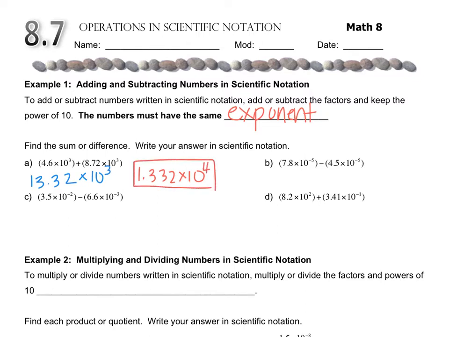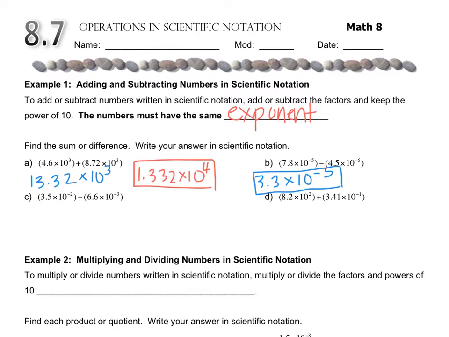10 to the fourth. So you do the rule, you add the numbers, keep the power, but then you just want to make sure that it's still in scientific notation. Letter B is very similar. I'm going to get my calculator, and I'm going to just subtract 7.8 minus 4.5, and you get 3.3. So I get 3.3 times 10 to the negative fifth, and then you ask, is that in scientific notation? Because in the last one it wasn't, but in this one it is, because 3.3 is between 1 and 10. So you don't have to change that at all. You can just circle it and move on to the next question.